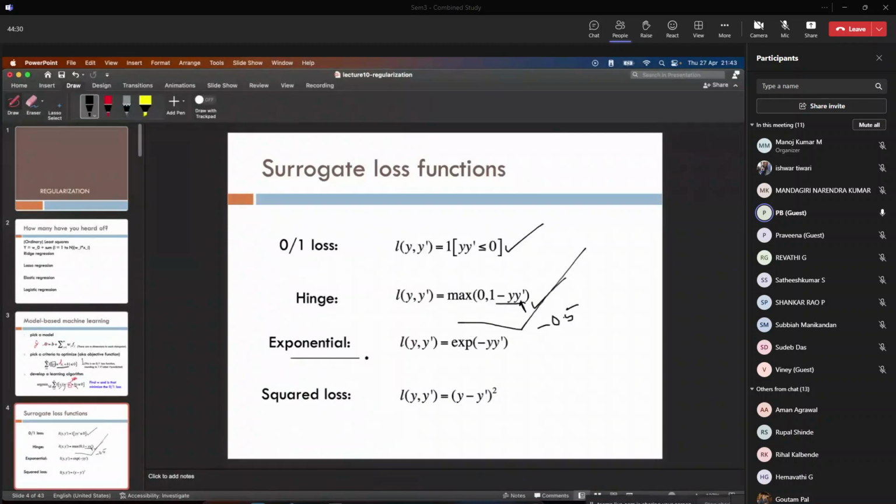Then we have our exponential loss function. What we will have here is, the exponential loss function will give you a curve like this. Getting the intuition right now? If it was a plus sign there, the function would be like this. It is a convex function, but just because it has a minus sign over here, it will be a concave function.